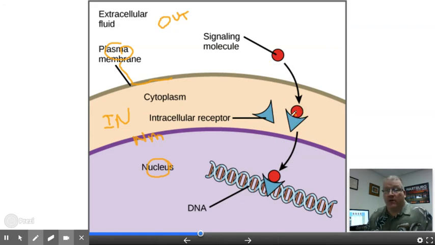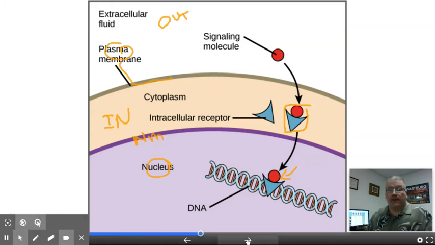It connects with a receptor inside, an intracellular receptor. Together, these two things join to form a transcription factor that's now going to cause a specific part of the DNA to be transcribed. Amazing.